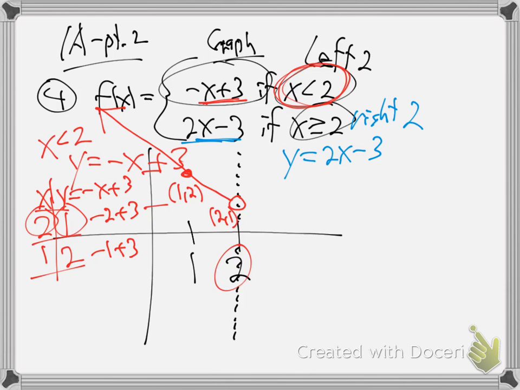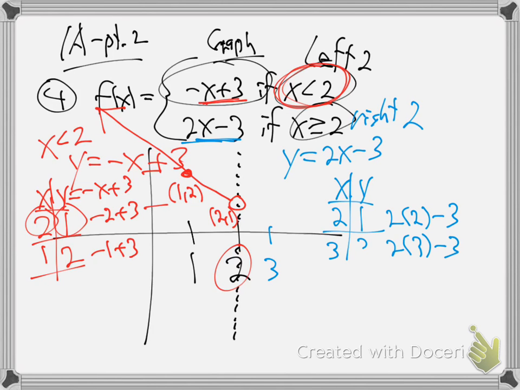Now, for the right graph, same kind of thing. X, Y table. Got to do the border. Plug in 2 and then whatever else you want, like 3. Now, notice I'm only plugging in x values on his side of the wall, 2 and 3. I'm not plugging in 2 and 1. He doesn't go that way. He's to the right. Plug in 2, you get 2 times 2 minus 3, 4 minus 3, 1. And plug in 3, you get 2 times 3 is 6 minus 3, 3.